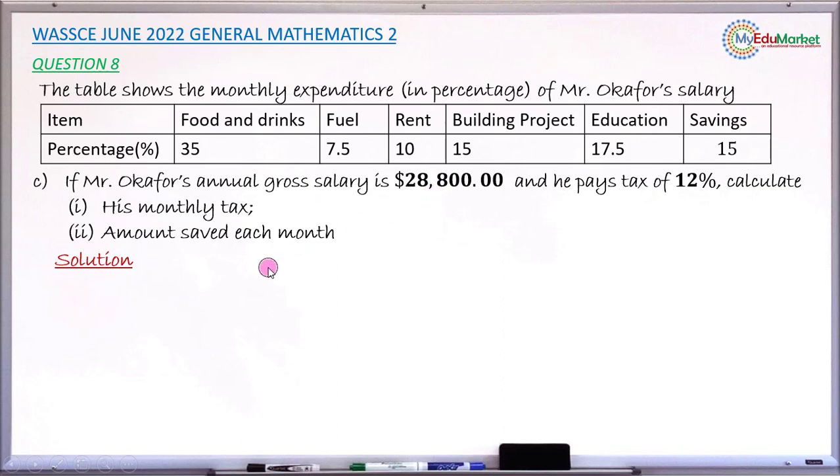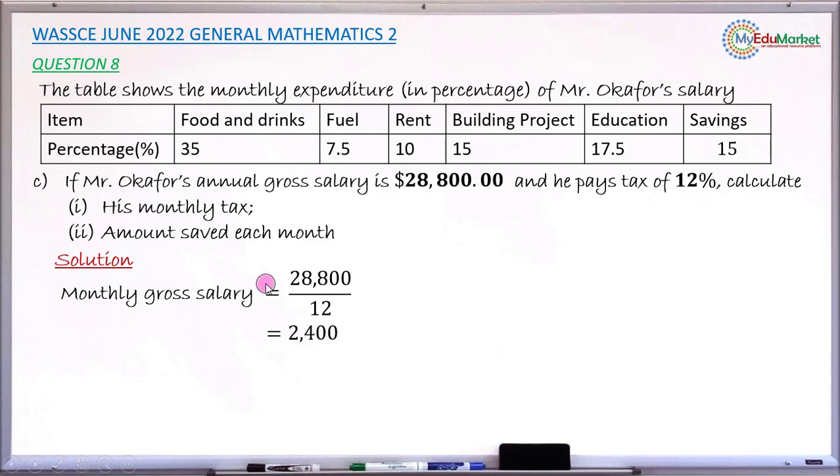Let me just get the monthly gross salary. This is the annual gross salary. So the monthly gross salary would now be this annual gross salary divided by 12. So dividing $28,800 by 12, it will give the monthly gross salary.